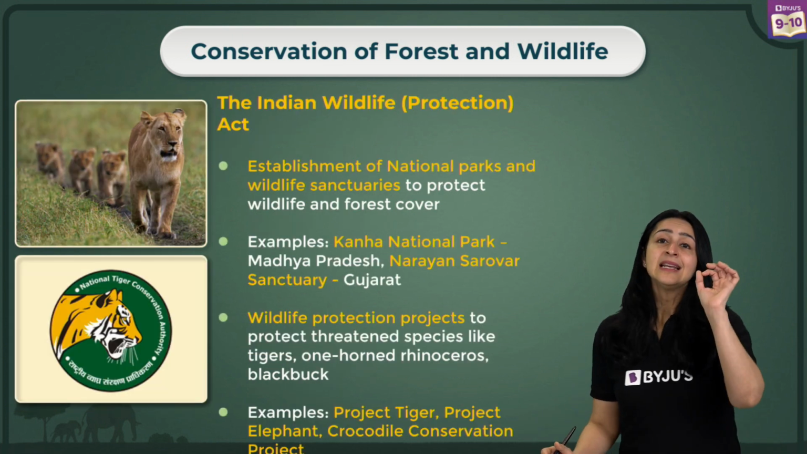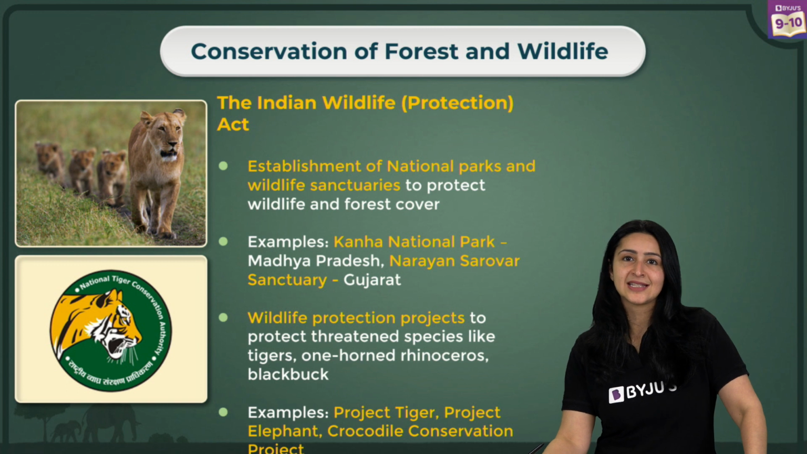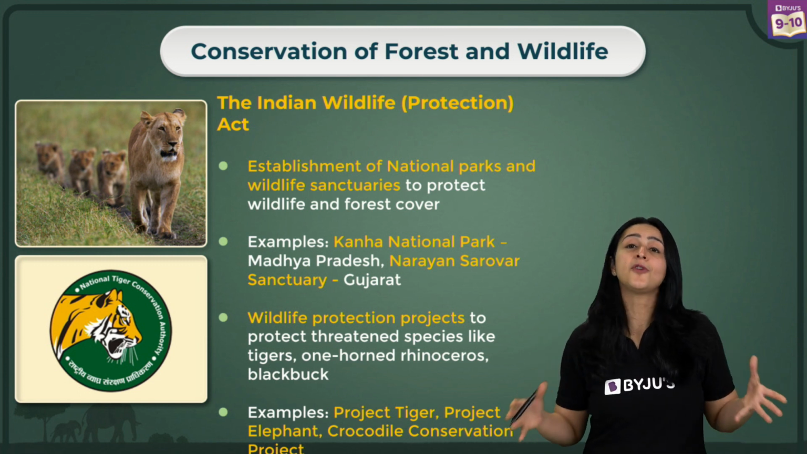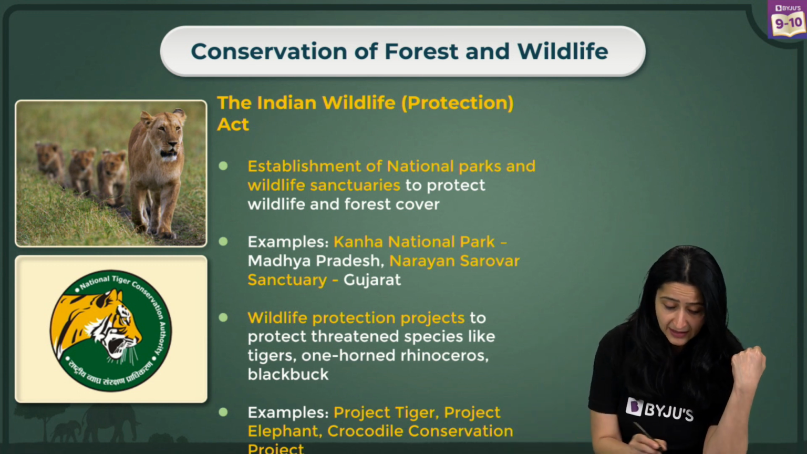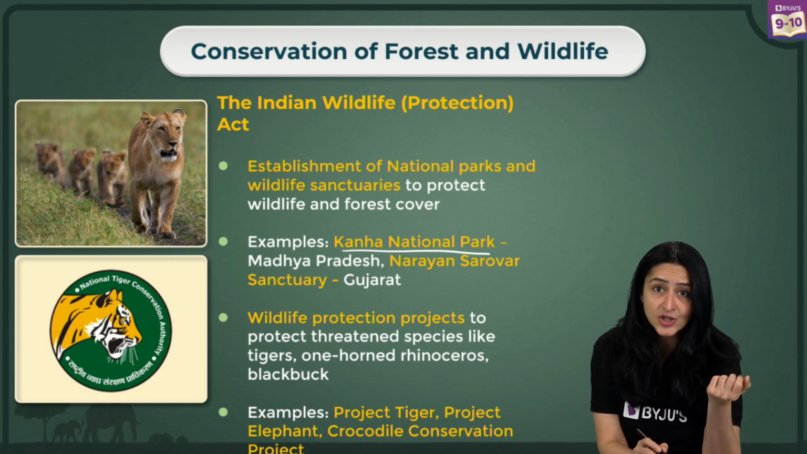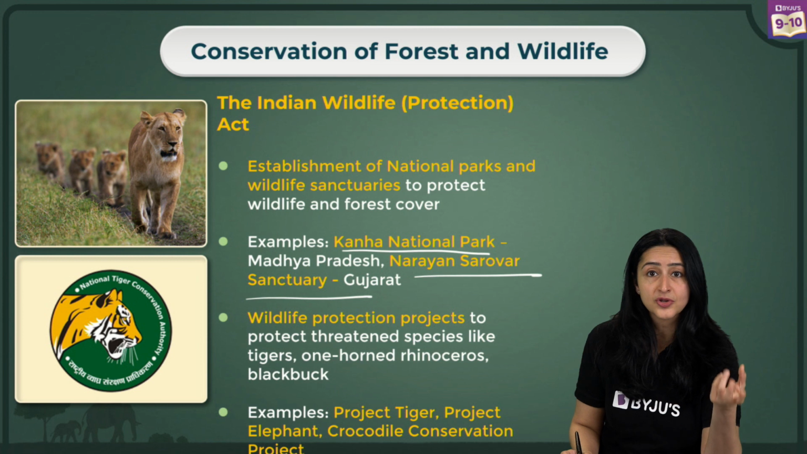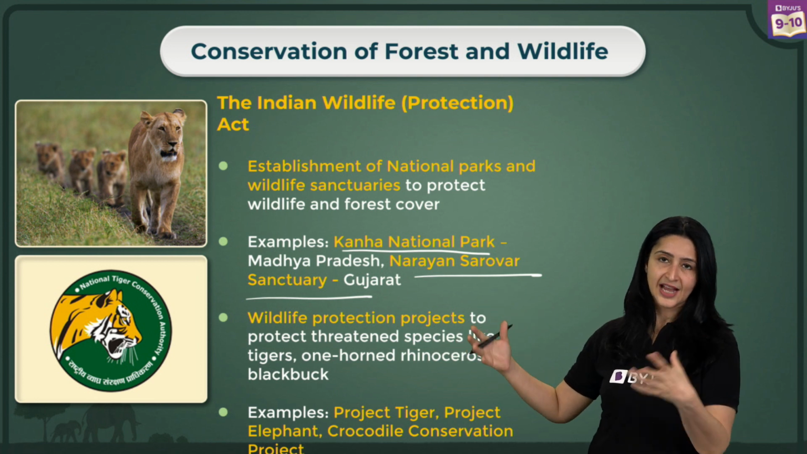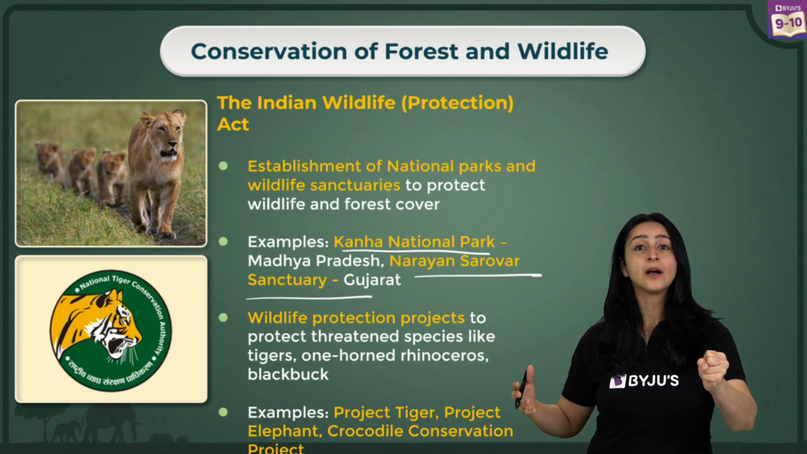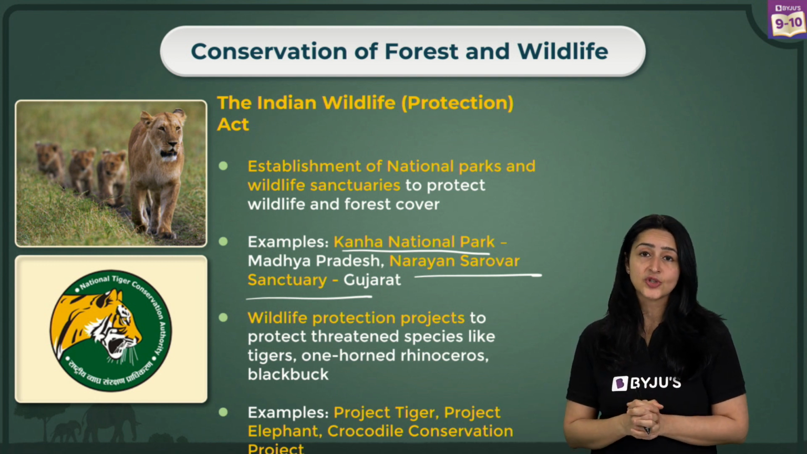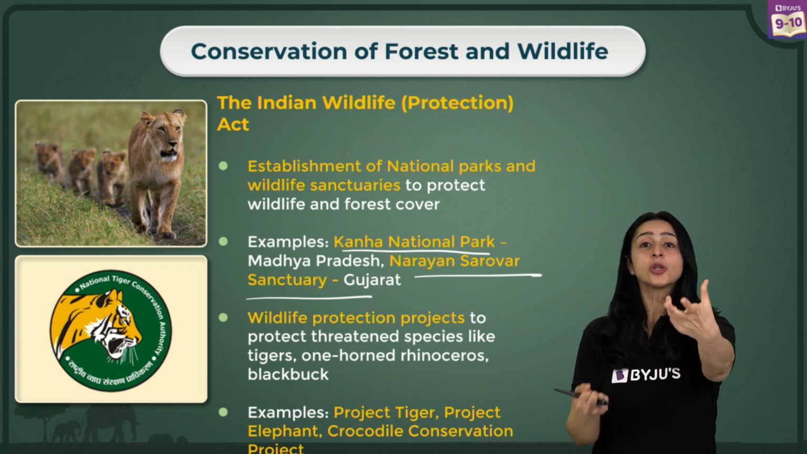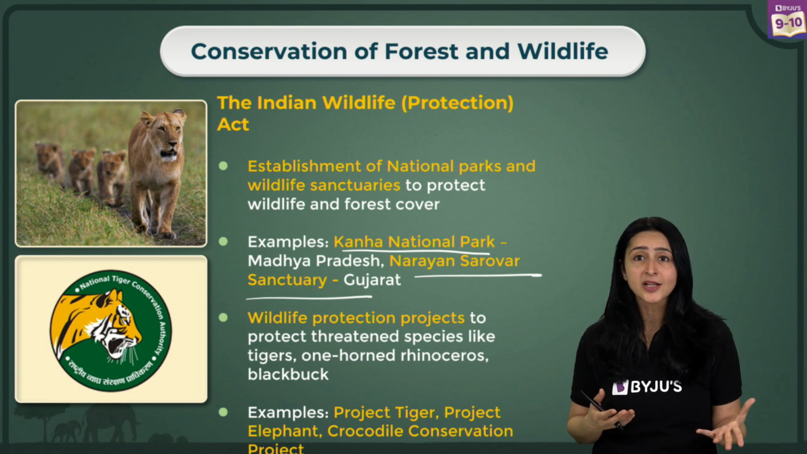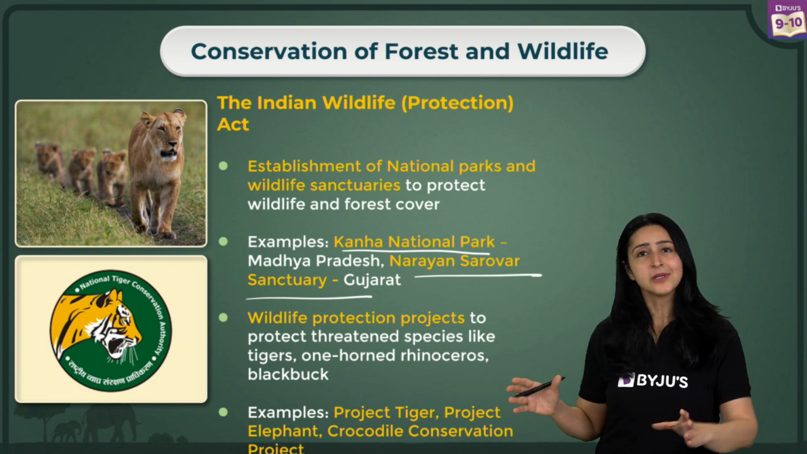Now, central and state governments have also established certain areas as national parks and wildlife sanctuaries to protect forests and wildlife. Some examples of this would be the Kanha National Park, which is found in Madhya Pradesh. You have the Narayan Sarovar Sanctuary, which is found in Gujarat. The government of India also announced, apart from these reserved areas, some animal projects for threatened species to regain the population of these animals. Some of the examples include Project Tiger, Project Elephant, and the Crocodile Conservation Project, where we know that the numbers of these animals are constantly declining.